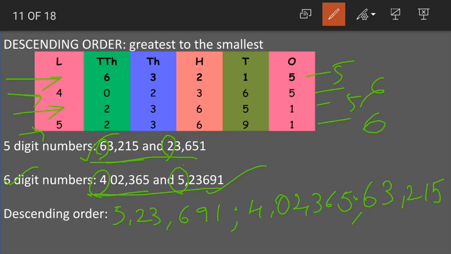Now what is the last number remaining, children? The last number remaining is 23,651. This will be our smallest number. If you observe, what did we do here in descending order? First we wrote the greatest number and then we ended with the smallest number.